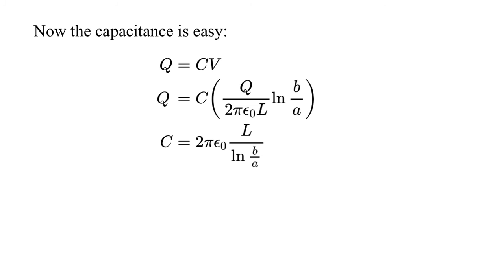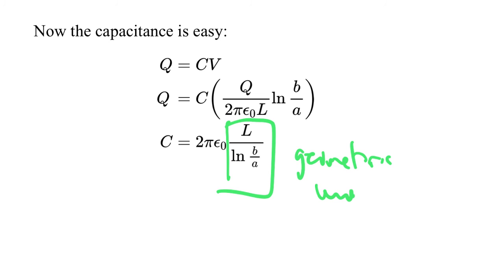Q equals CV, so Q equals this junk. Hey, there's a Q on both sides, we'll get rid of it, and it must be that the capacitance is 2 pi epsilon naught times the fraction L over natural log B over A, once again pointing out a geometric factor, units of length.